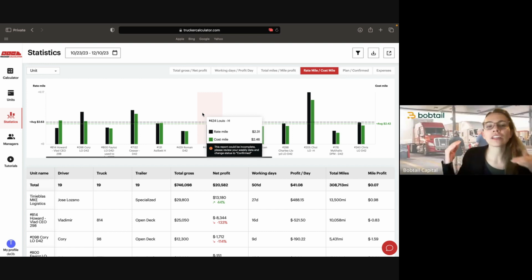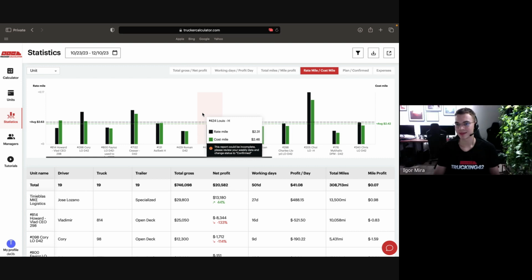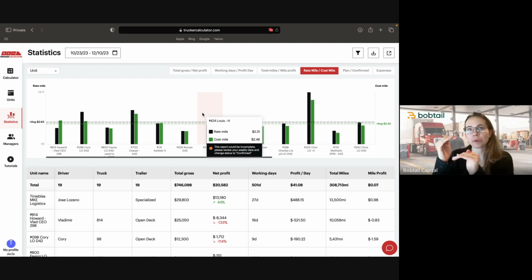Yeah, so I think more than a target of your cost per mile, like, what is a good cost per mile?